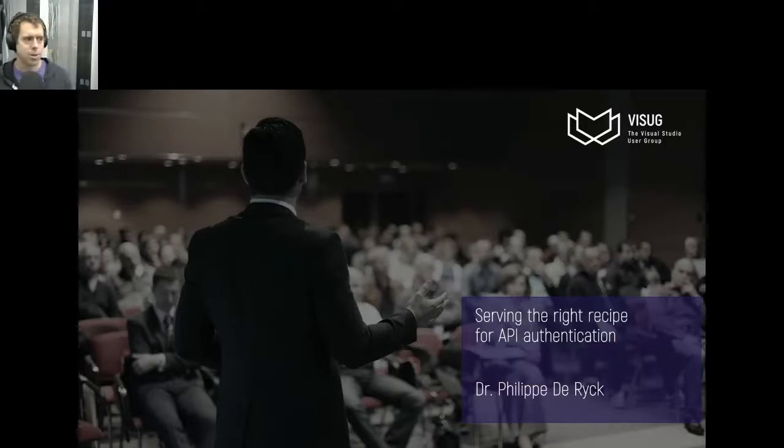All right, thank you for the introduction. Welcome to this session at the Visual Studio User Group. In this session, we're going to talk about API authentication. And to keep it a little bit less dry, we're going to talk about recipes for API authentication. We're going to talk about a few different options, and we're going to see where we end up at the end. Before we dive into the details, let me first very informally define authentication and authorization, because that's essentially what we will be talking about.